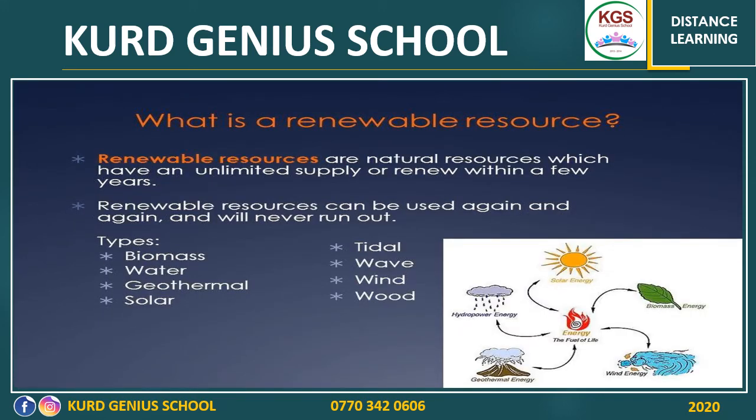But what are renewable resources? Renewable resources are natural resources that are found naturally in the ecosystem. They have an unlimited supply or renew within a few years. They can renew themselves, and renewable energy resources can be used again and again and will never run out. The types of renewable energy found in the environment are biomass, hydroelectric energy, geothermal energy, solar energy and wind energy. We can get them naturally, and they take a short time to be renewed.